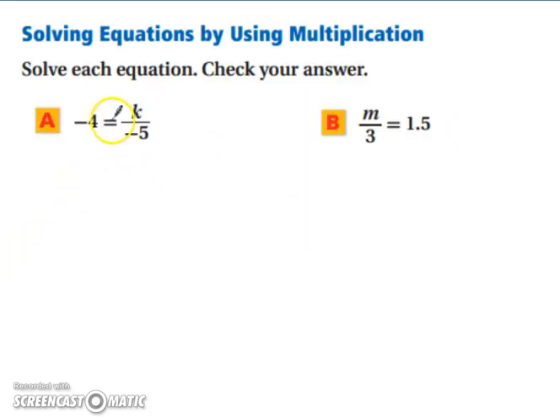So, to start, we want to make sure that we know where each side of our equation is. On the right-hand side of the equation, we have k divided by negative 5. To get rid of the divided by negative 5 and get k by itself, we need to do the opposite of dividing, which is multiplying. So we're going to multiply both sides of the equation by negative 5.